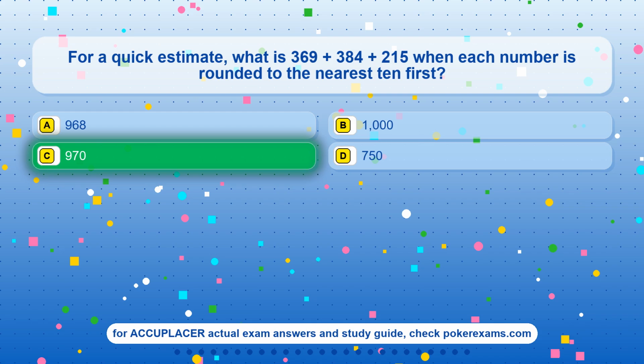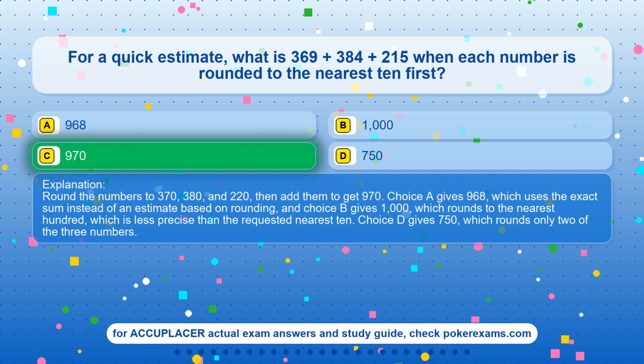The correct answer is option C, 970. Round the numbers to 370, 380, and 220, then add them to get 970. Choice A gives 968, which uses the exact sum instead of an estimate based on rounding, and choice B gives 1000, which rounds to the nearest 100, which is less precise than the requested nearest 10. Choice D gives 750, which rounds only two of the three numbers.